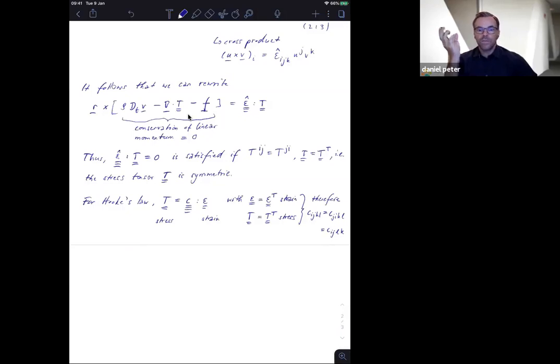So we have symmetries due to the conservation of angular momentum, symmetries due to the conservation of energy, and symmetry due to the symmetry of strain. Strain, if you remember, a way to define it in a symmetric way is as this grad S plus its transpose grad S. So that's a symmetric definition of strain.